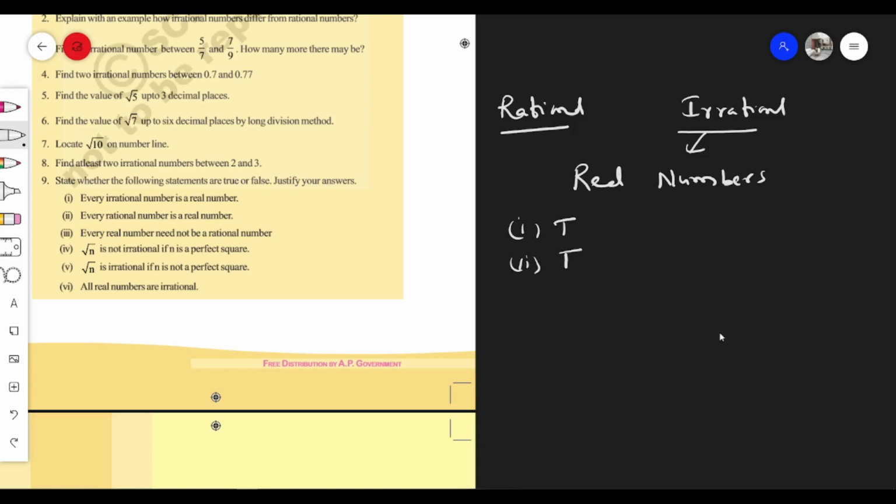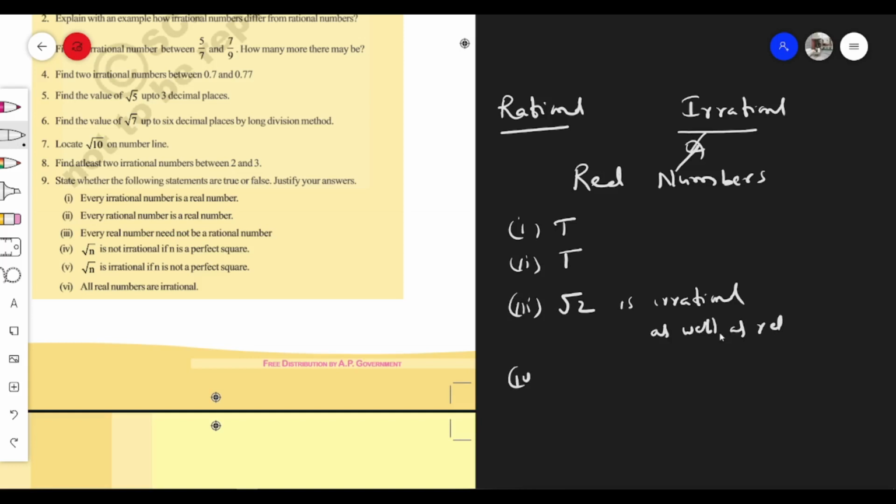Every real number need not be a rational number. Yes, every real number need not be a rational number because it can be irrational. Root 2 is a real number but not a rational number. That's why every real number need not be a rational number. Root 2 is irrational as well as real.